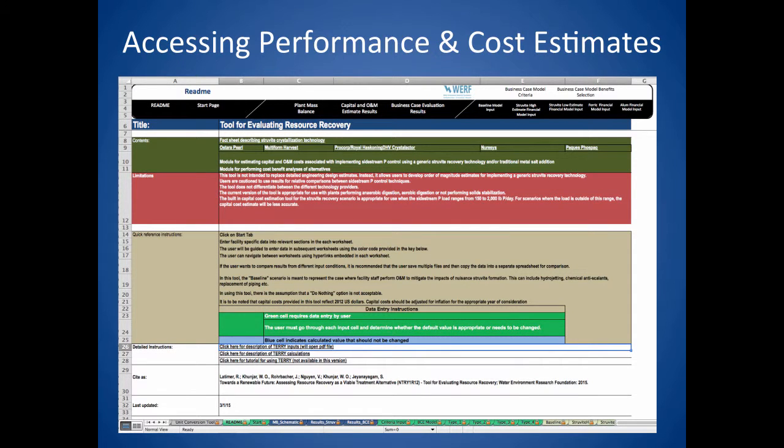Based on the data you have entered, the TERI will also calculate the expected performance and preliminary cost estimates for struvite recovery as compared to removing phosphorus with ferric chloride or alum addition. The performance and costs results table can be accessed by clicking on the Capital and O&M Estimate Results button at the top of the main navigation screen or by clicking on the Results Struvite tab at the bottom.